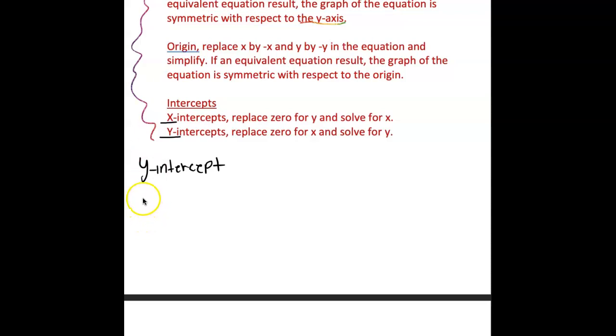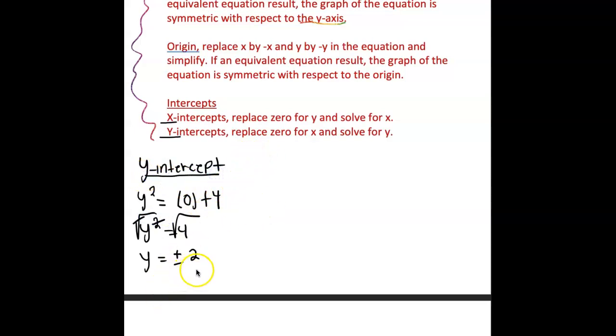I'm going to substitute 0 for the x because I'm looking for the y. That's just 0, so it's just y squared equals 4. Take the square root of both sides. y equals plus or minus 2. So that's the y-intercept, and you want to write it as a point: (0, 2) and (0, -2). Perfect. And then looking for the x-intercept.